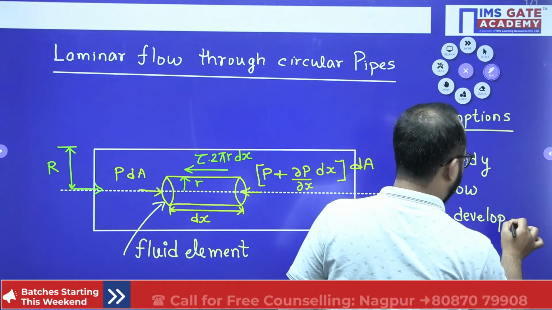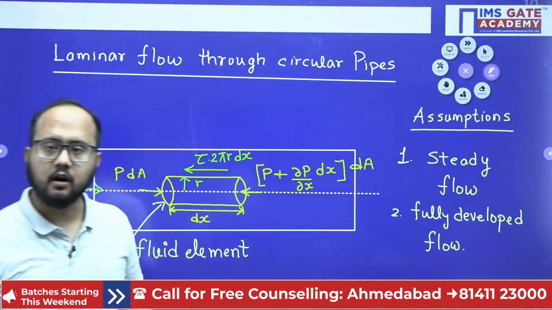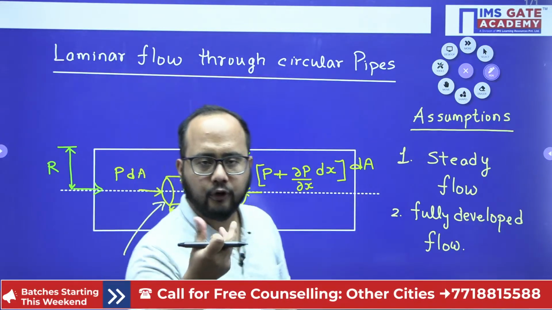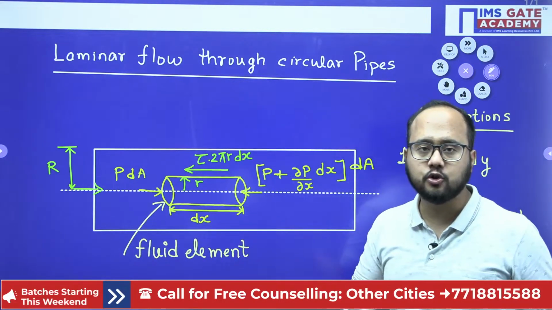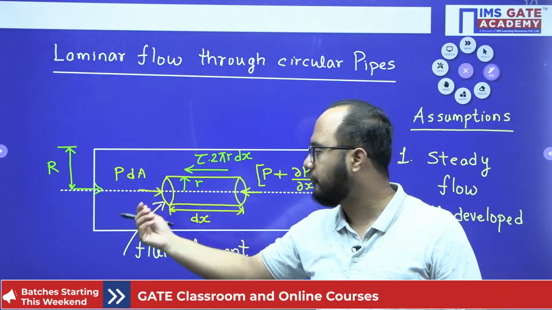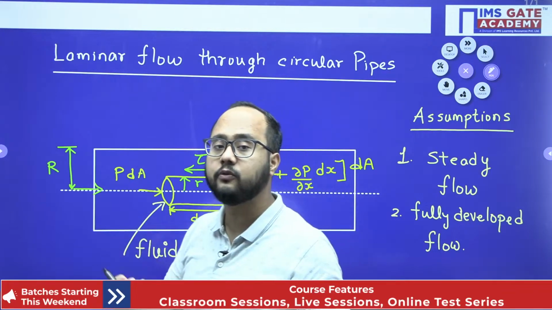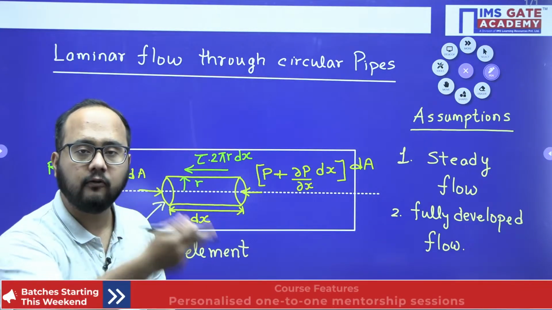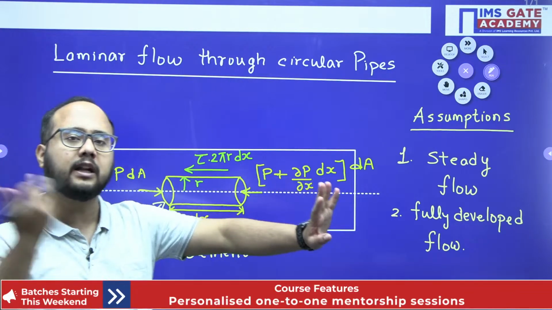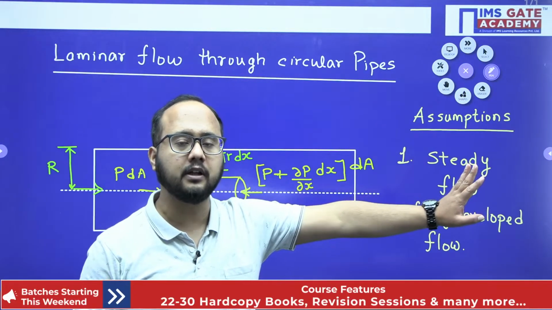Fully developed flow. So what do you mean by this fully developed flow? Actually, when the fluid enters the pipe, for some length there will be a developing zone. Are you getting my point? Let's suppose there is some entrance region over which you will see the flow gradually developing. After that particular entrance region, the flow is fully developed. Then after that you will not see any changes in the fluid flow. The flow pattern is the same after the entrance region.